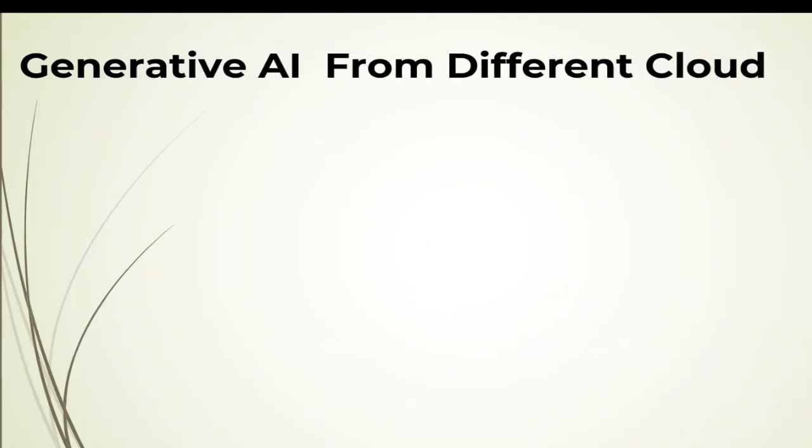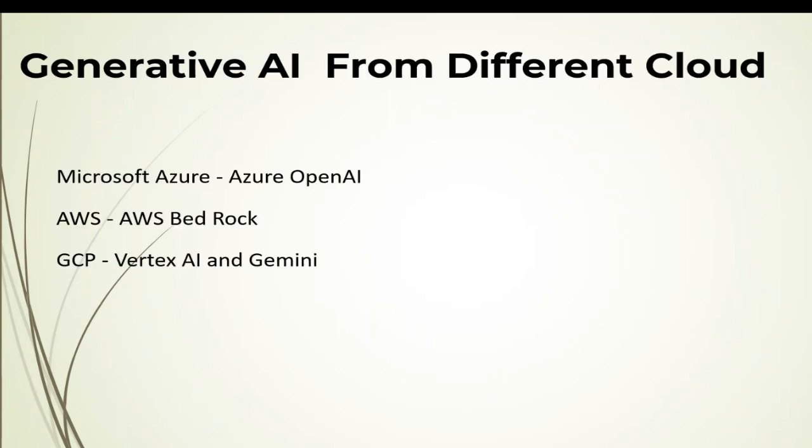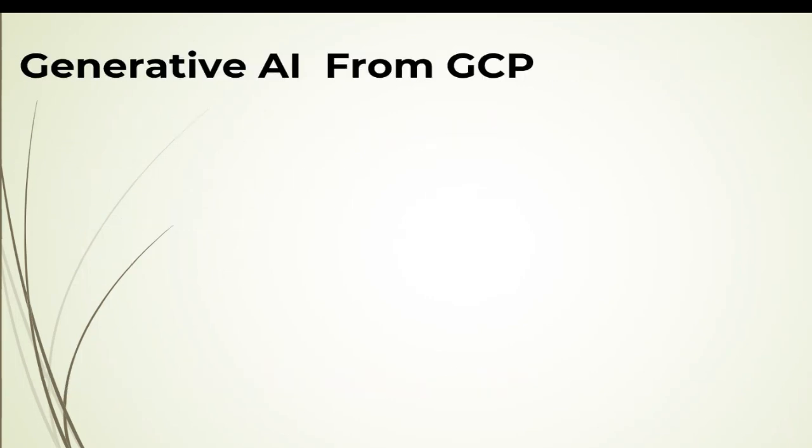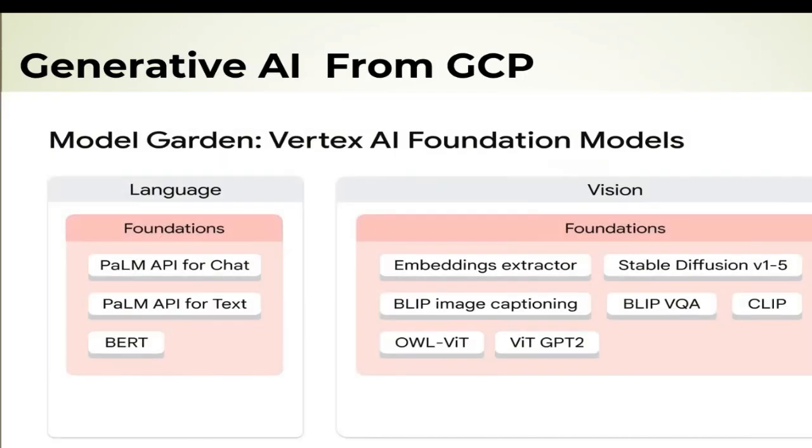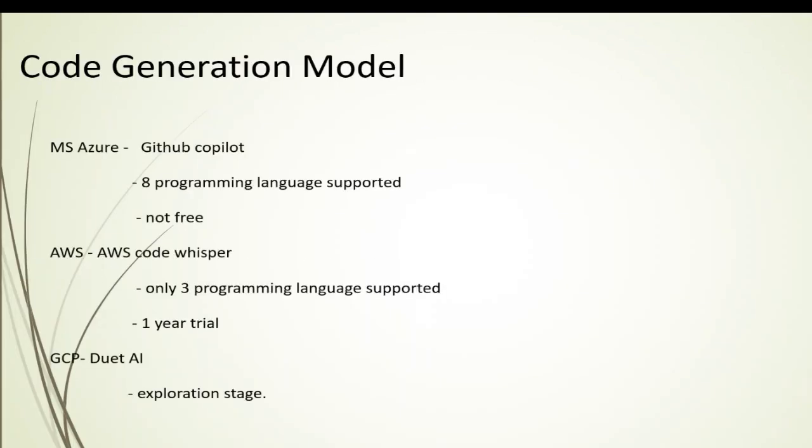Then we moved with generative AI from different clouds: Azure OpenAI from Microsoft Azure, AWS Bedrock from AWS, and Vertex AI and Gemini from GCP. Last day, if you remember, we talked about generative AI from GCP, which is provided by a solution called Vertex AI. We talked about a code generation model, like AWS CodeWhisperer and GitHub Copilot.